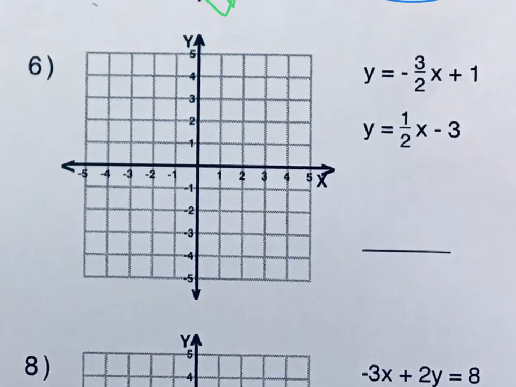Okay, number 6. Begin at 1 and put a point. And our slope is -3/2. So we're going to go down 3 and forward 2. Put a point. Do it again. And I'm going to reverse and put a line through it.